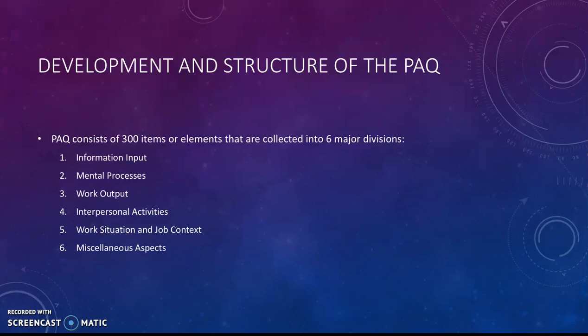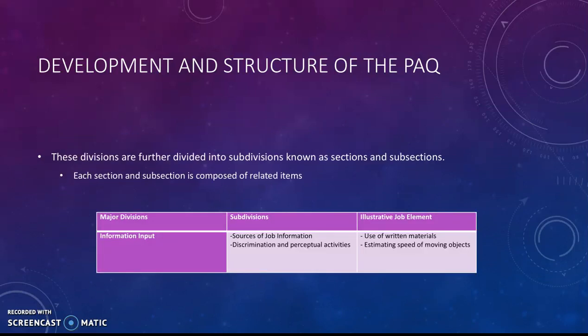The PAQ consists of 300 items or elements that are collected into 6 major divisions. These divisions being information input, mental processes, work output, interpersonal activities, work situation and job context, and miscellaneous aspects. These divisions are further divided into subdivisions, known as sections and subsections. Each section and subsection is composed of related items.